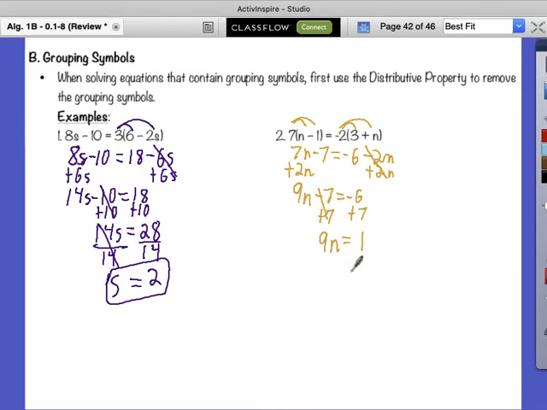How do we get n by itself? Divide both sides by 9. Okay, 9n and 9, divide them and they cancel. Reduce. N is equal to 1 over 9. That's our answer. Let's go. You didn't write it down wherever you want.